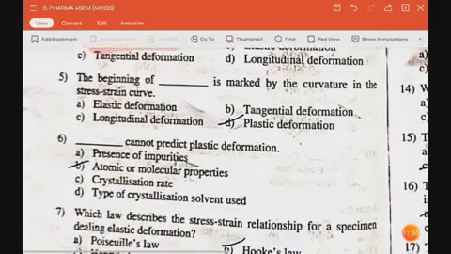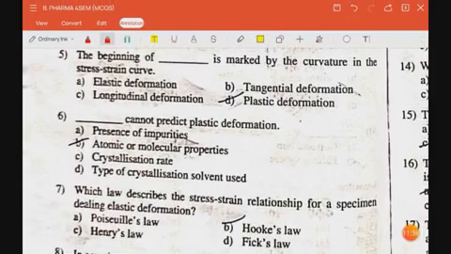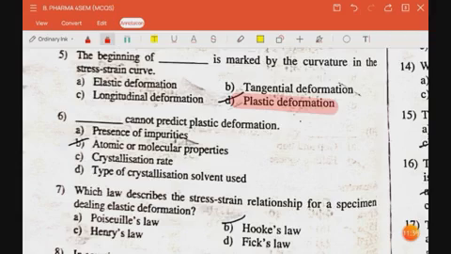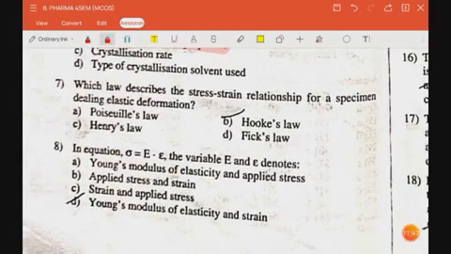The next question is the beginning of dash is marked by the curvature in the stress strain curve. The answer is plastic deformation. The next question is dash cannot predict plastic deformation. The answer is atomic or molecular properties. The next question is which law describes the stress strain relationship for a specimen dealing with elastic deformation? The answer is Hooke's law.